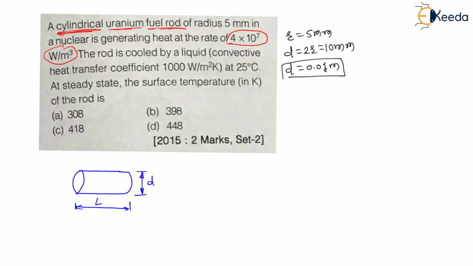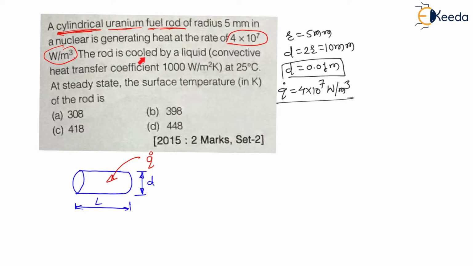And here the uniform heat generation rate, right? Heat generation rate is given 4 into 10 to the power 7, right? Means there is a heat generation inside this rod of magnitude q dot, and they have provided the value of this q dot. This q dot is nothing but 4 into 10 to the power 7 watt per meter cube. Uniform heat generation rate per unit volume, right?